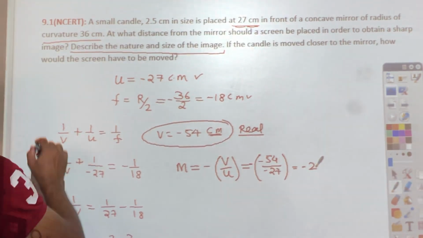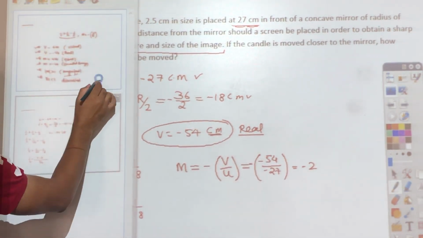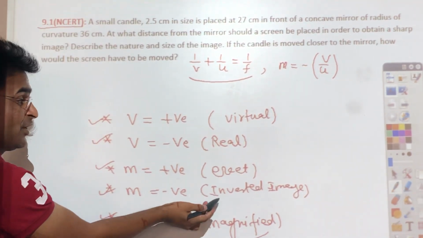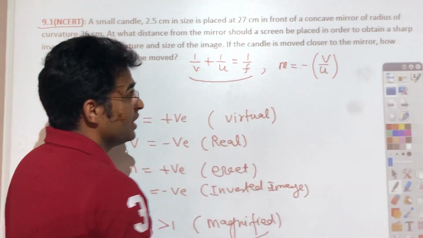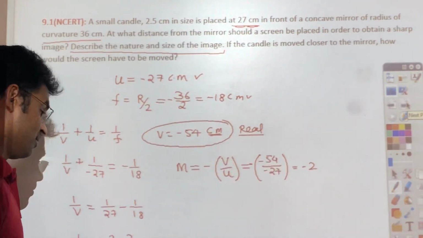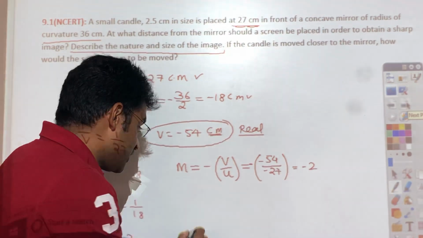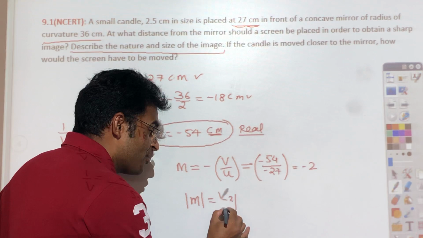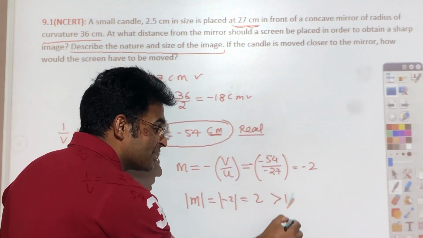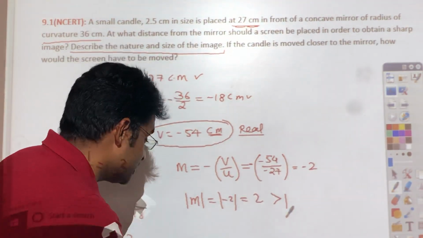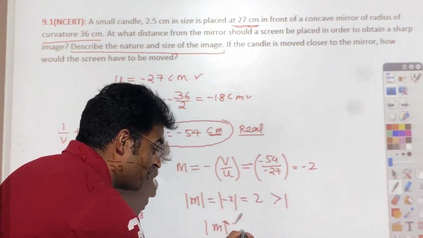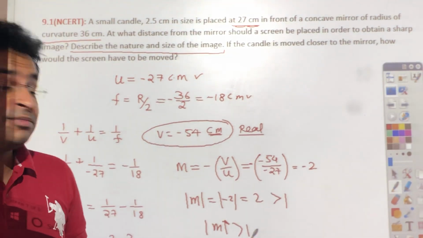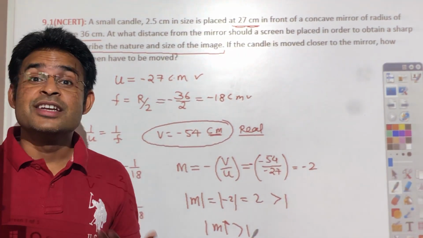If m is negative, I already explained this, the image is inverted. So an inverted image will form. Now if you see the mod value of m, that is mod of minus 2, which is 2. That 2 is greater than 1. It means the mod value of m is greater than 1, so in that case the image will be enlarged.